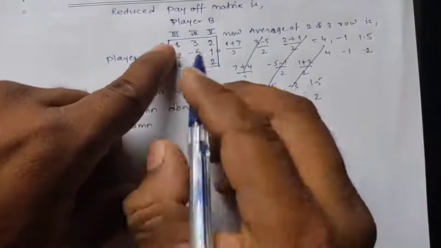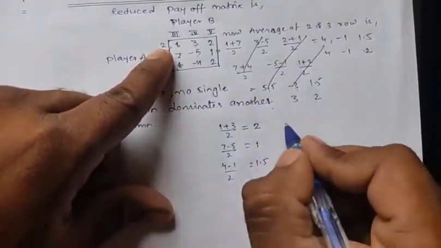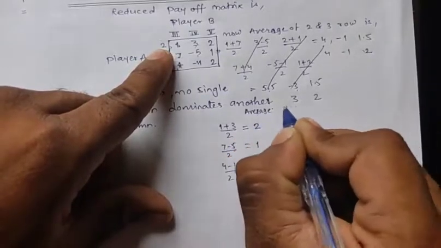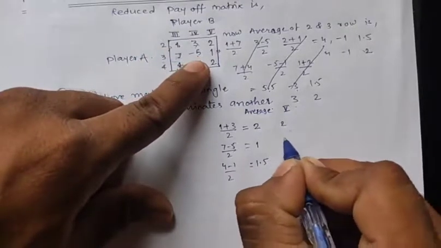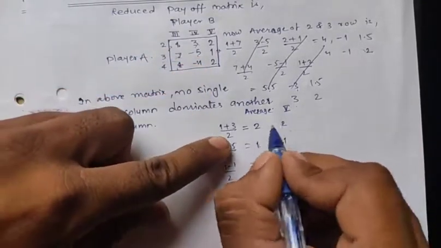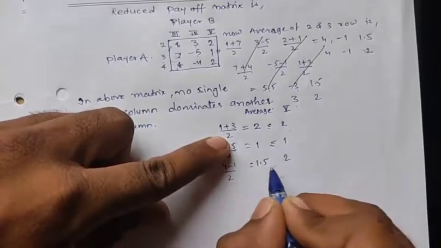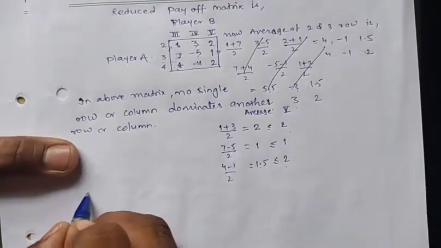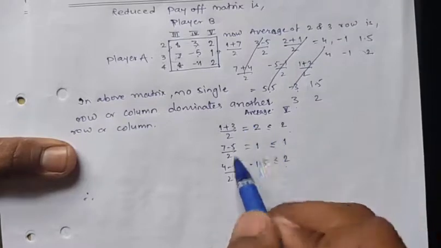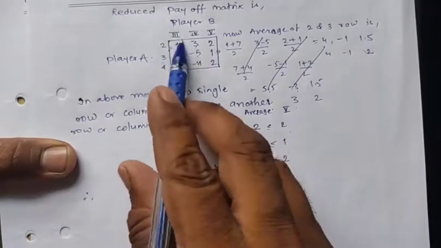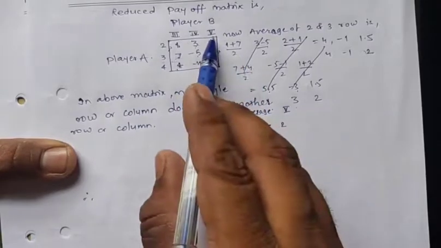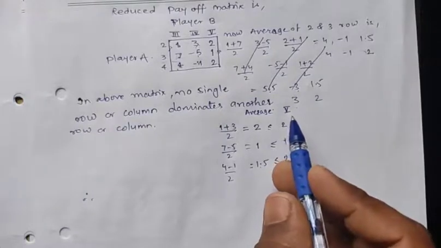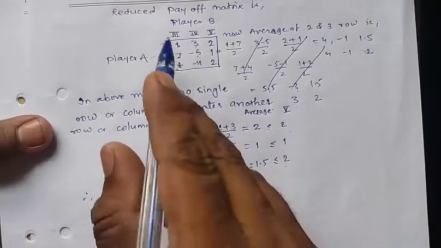Okay, so this is the average of the third and fourth columns, this is an average of averages, right? And what is the fifth column? 2 1 2. So 2 is less than or equal to 2, 1 is less than or equal to 1, and 1.5 is less than or equal to 2, right? Therefore every element of the average of the third and fourth columns is less than or equal to every element of column 5. Therefore we say that column 5 is dominated by the average of columns 3 and 4.